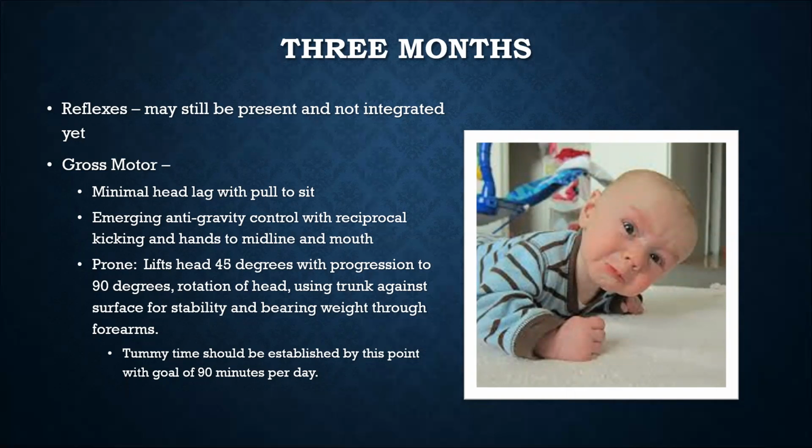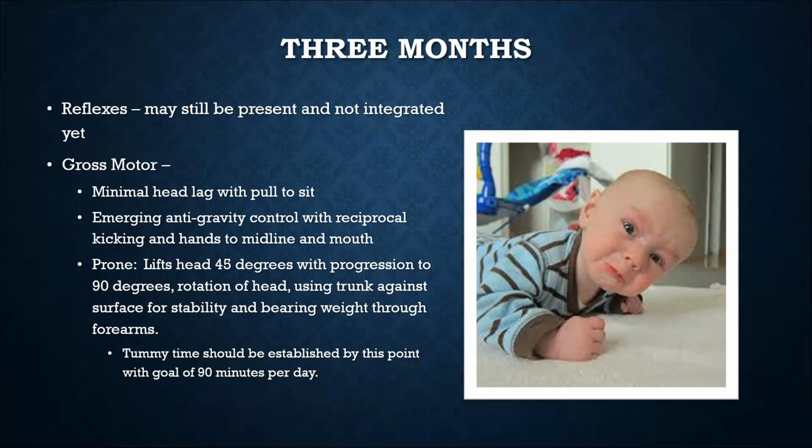Looking at the 3-month-old for gross motor function, you should see that they lift their head for the most part with pull to sit. They start to move against gravity and they have reciprocal kicking of their arms and their legs. They bring their hands to the midline and mouth. So they're able to really draw their bodies up against the support surface against gravity.